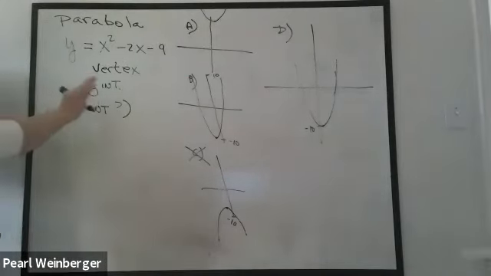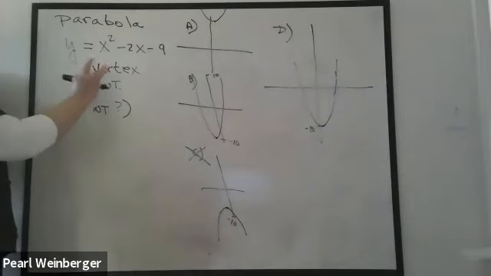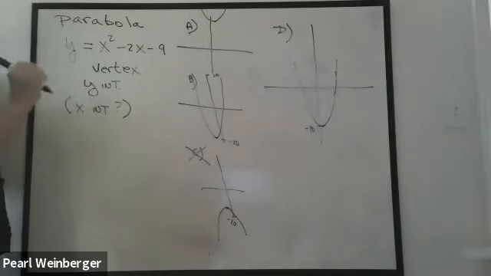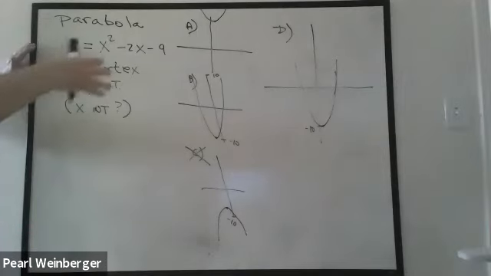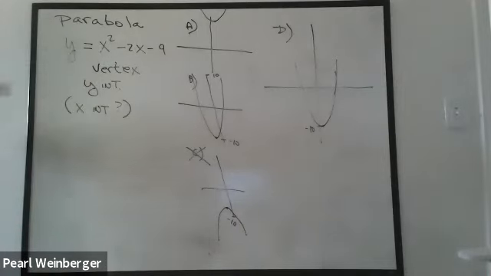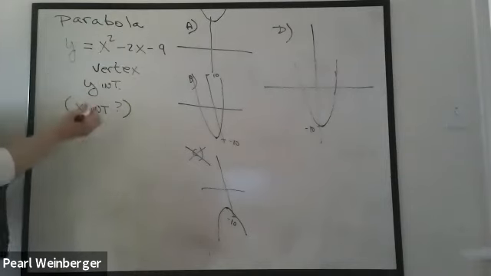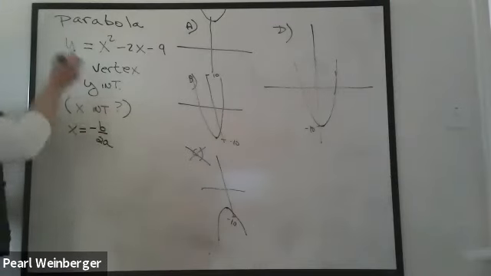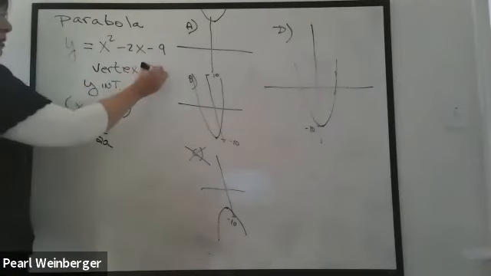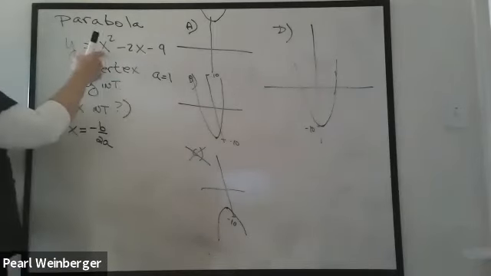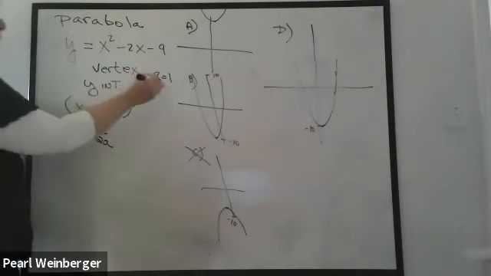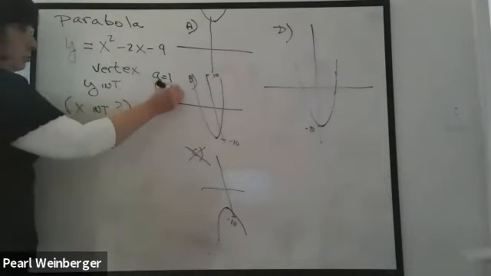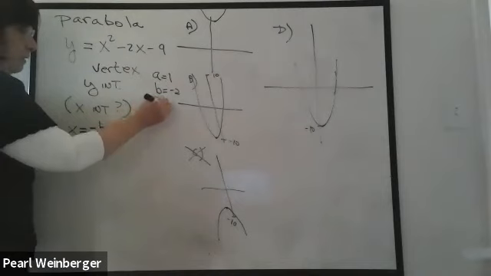Okay, what we want to do is find the vertex and the y-intercept, because once we have that, we can really do a pretty good sketch of the graph. So to find the vertex, we know we have to do x equals negative b over 2a. And the a in this case happens to be 1. It's positive. We know it's opening up. The b happens to be negative 2. The c happens to be negative 9.